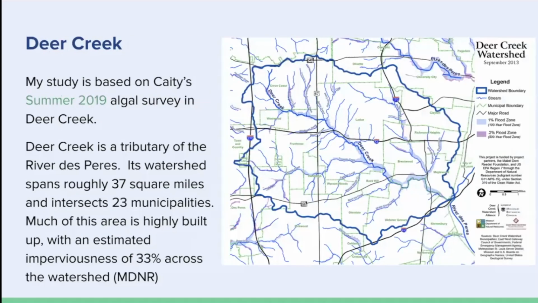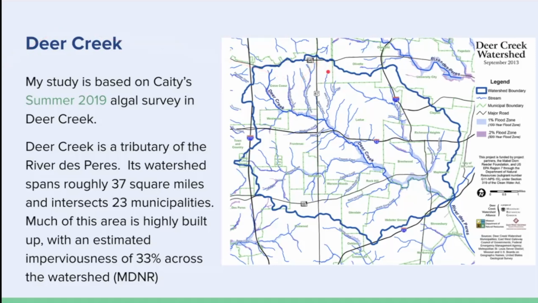So, Deer Creek. My study was in Deer Creek. Specifically, and this is very important, my study was based off of Katie's summer 2019 survey in Deer Creek. Same technique, same sites, all that. Because, spoiler alert, something big happened in those intervening years. But a bit of background on Deer Creek. Deer Creek is a tributary of the River Des Peres. Its watershed spans roughly 37 square miles and it intersects 23 municipalities, because that's St. Louis for you.